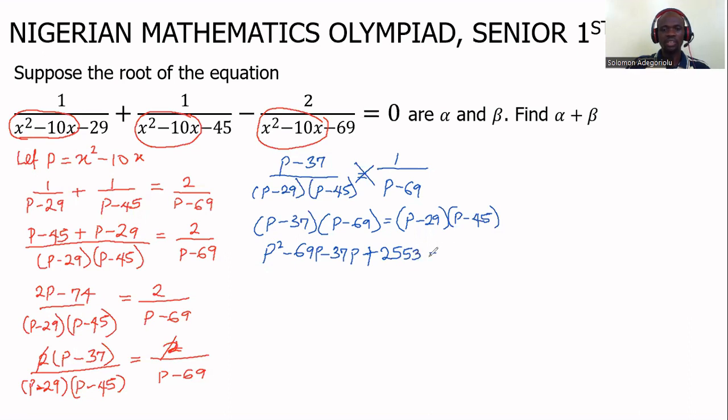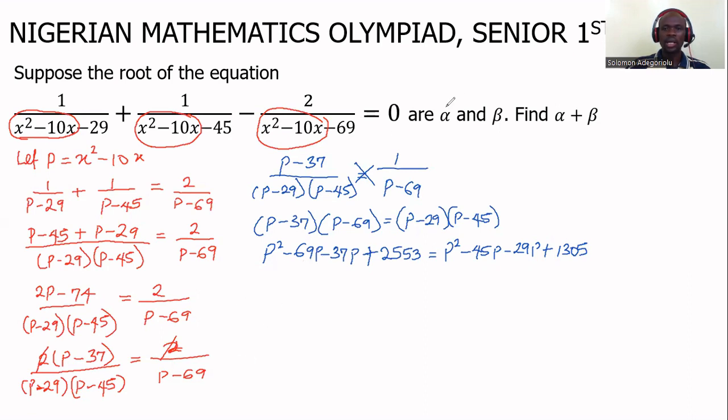2,553 is equal to, multiply this as well. P times P will give us P squared. P times minus 45 gives us minus 45P. Minus 29 times P will give us minus 29P. And lastly, the minus 29, like I've said, times minus 45. That's going to give us plus, because minus times minus is plus. We have 1305. Okay, so this is what we have.